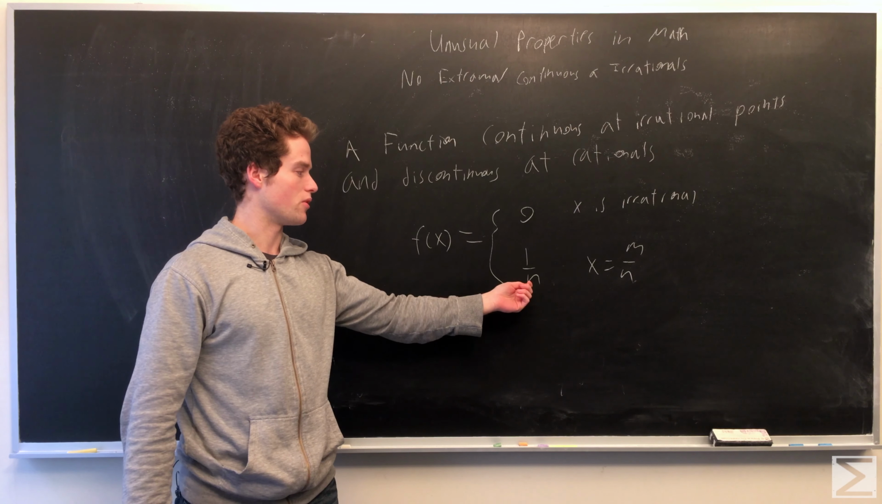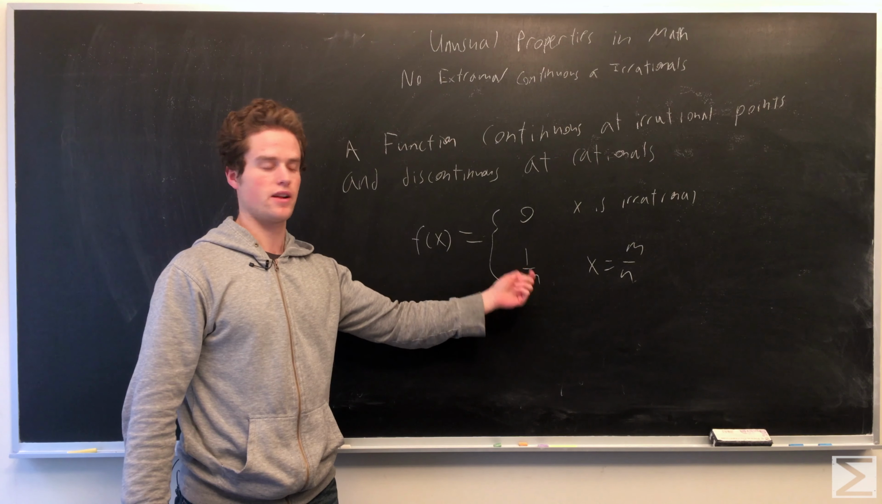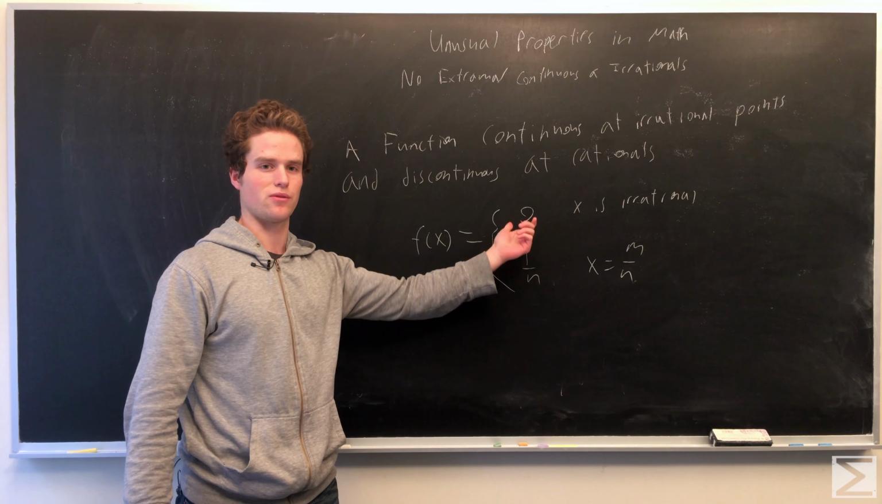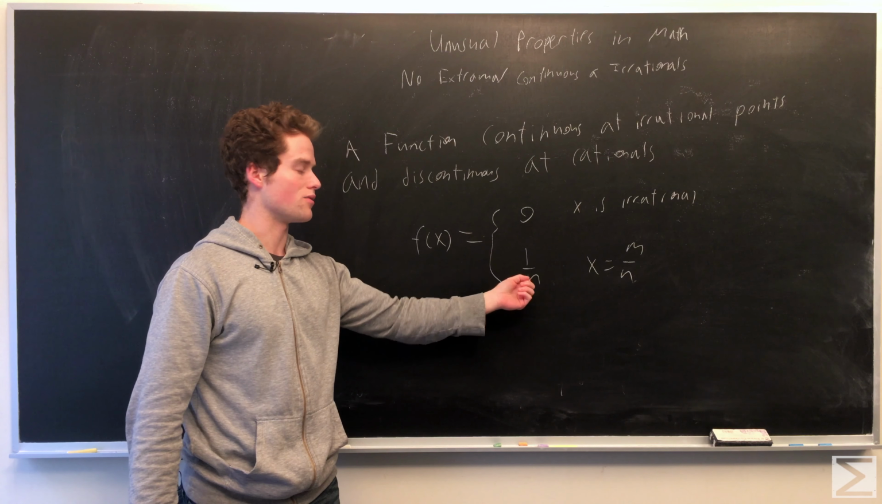And at any of the rational points, because the value is 1 over n and the irrationals are dense, there are always irrational points at distance 1 over n away, where the value is 0, and so it's not continuous at the rational points.